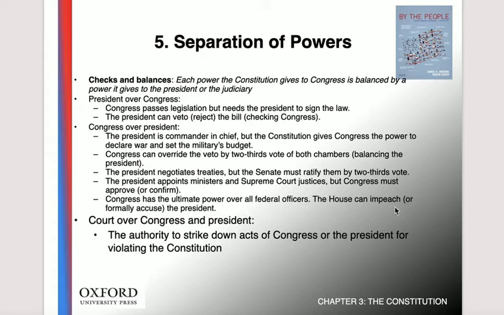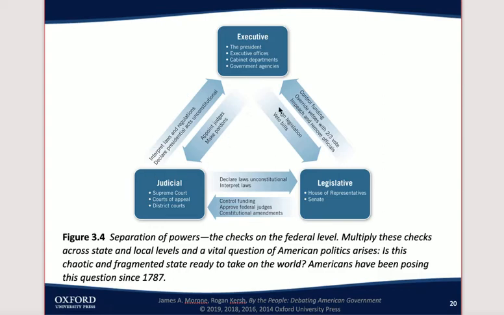The House can impeach, or formally accuse, the president, and then the Senate has the power to have a trial. Court over Congress: the authority to strike down any acts that Congress or the president makes that violate the Constitution. And this shows you some examples. I would get to know this because you will have a question to give me an example of checks and balances, and you'll need to know a couple of these. So please familiarize yourself with the checks and balances.